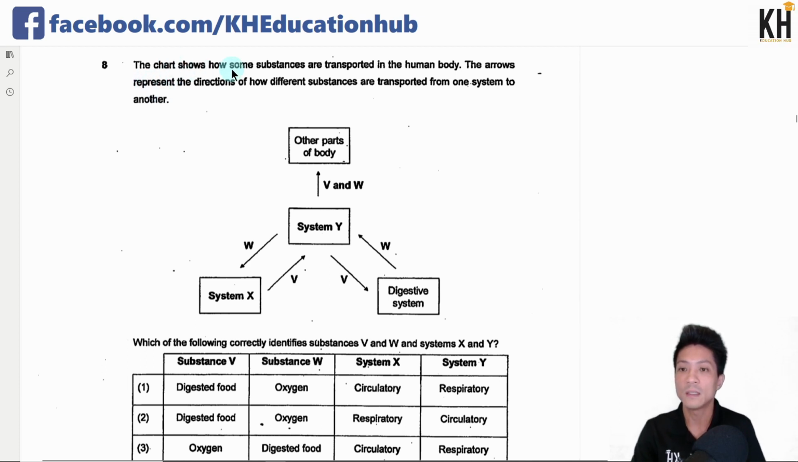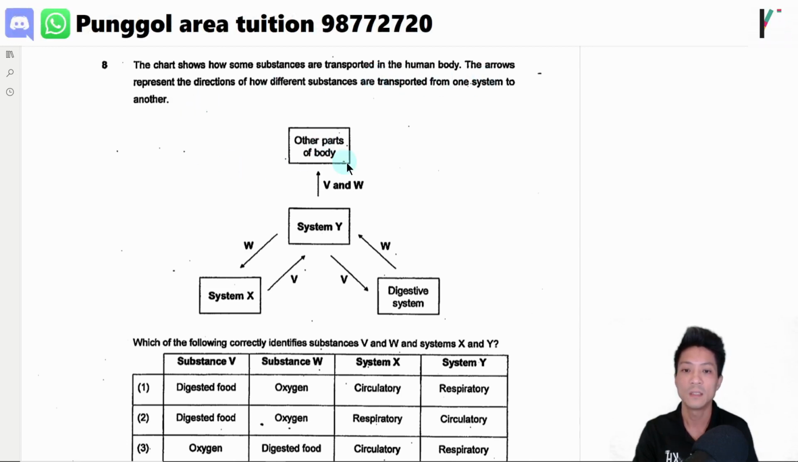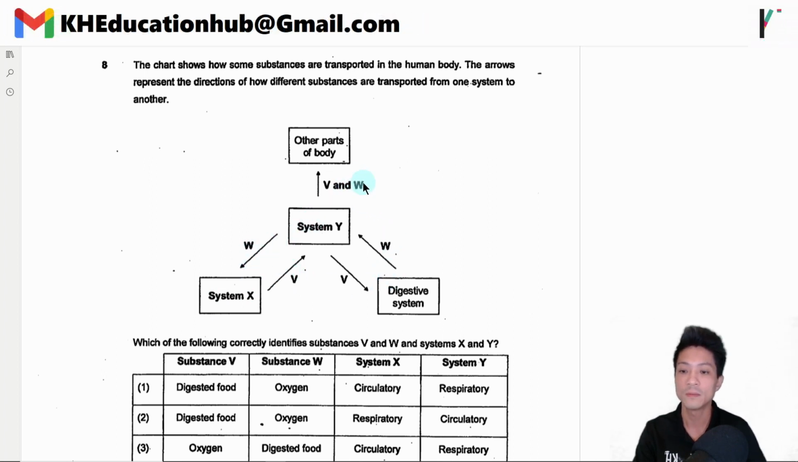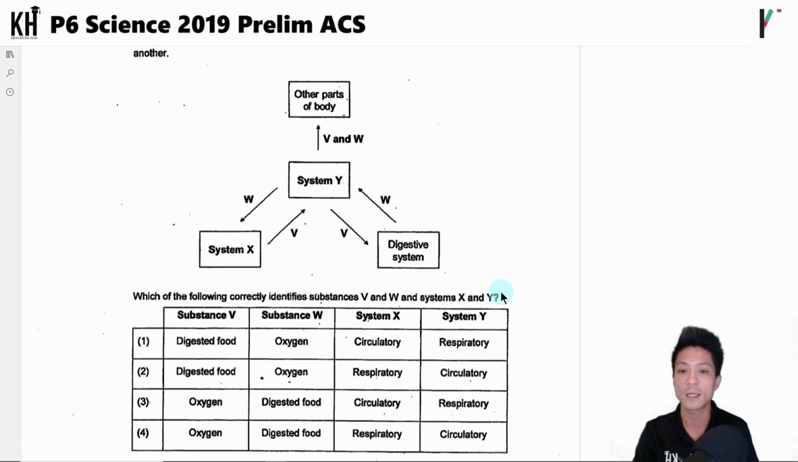Okay, question 8. The chart shows how substances are transported in the human body. The arrow represents the directions of how different substances are transported from one system to another. So there's a system Y and system X, and there are substances V and W. Which of the following correctly identifies substances V and W and systems X and Y?